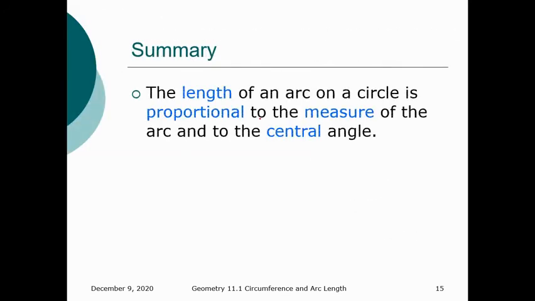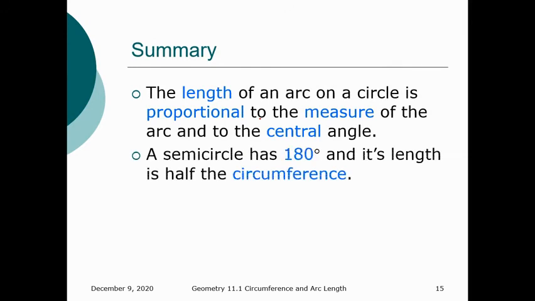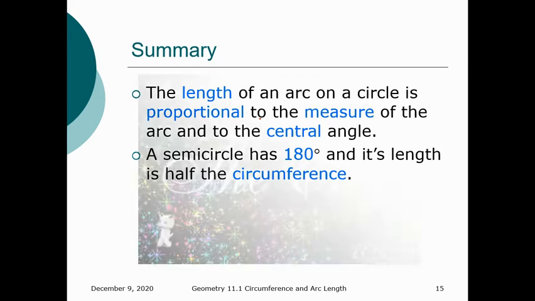Alrighty, so the length of an arc on a circle is proportional to the measure of the arc and to the central angle. A semicircle has 180 degrees and its length is half of the circumference.